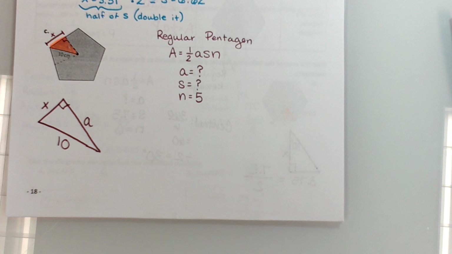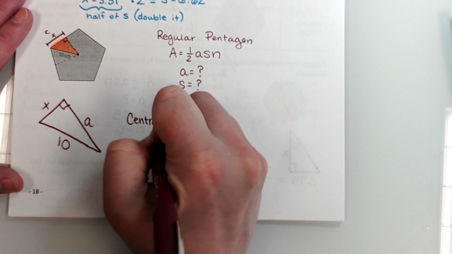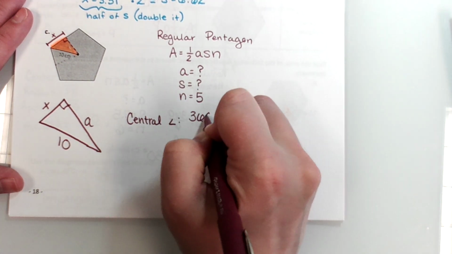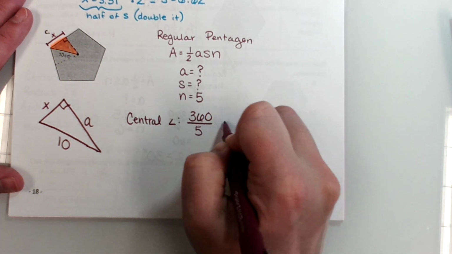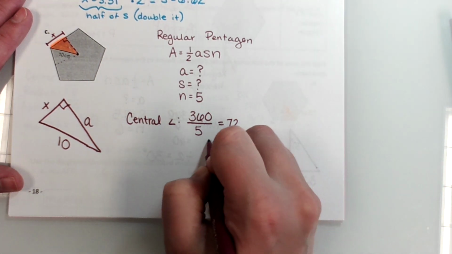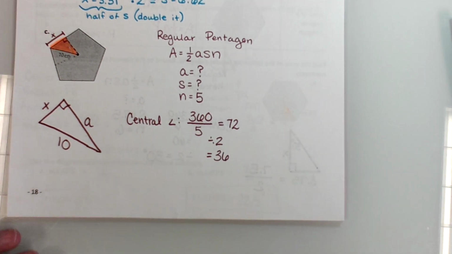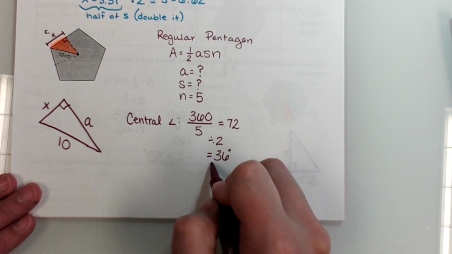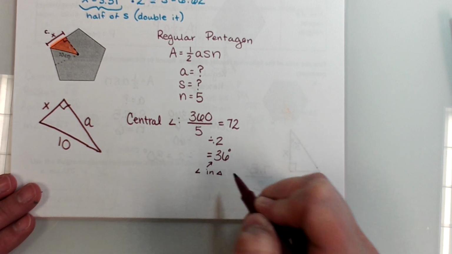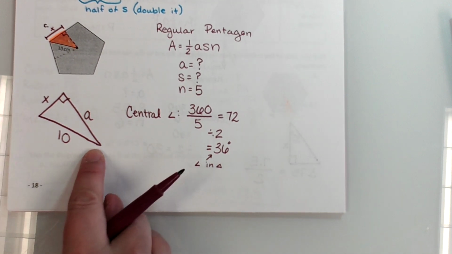What else can I find? Central angle. Is the central angle directly in the triangle? No. So it's half the central angle. But I can find the central angle by doing 360 divided by 5. 72. Divide that by 2. 36. And that's the angle that goes in the triangle. On the left side or on the right side? On the right side, because it has to be by the center.